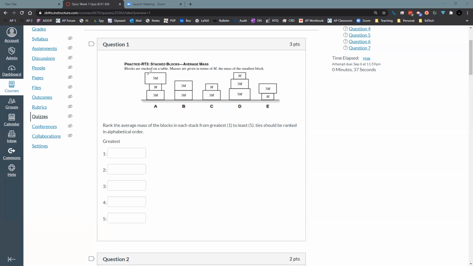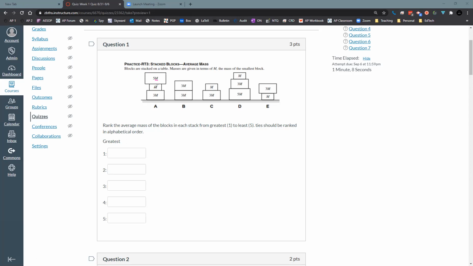To average them, I'm going to add up the mass in each stack and then divide by 3. Now, if there's some confusion about what this M means, keep in mind the 5M is 5 times more massive than the M box, and the M box is 3 times less massive than the 3M box. So if you just pretend that M is a 1 and the masses are 5 kilograms, 1 kilogram, 3 kilograms, it's the exact same thing. So don't get too hung up on that.